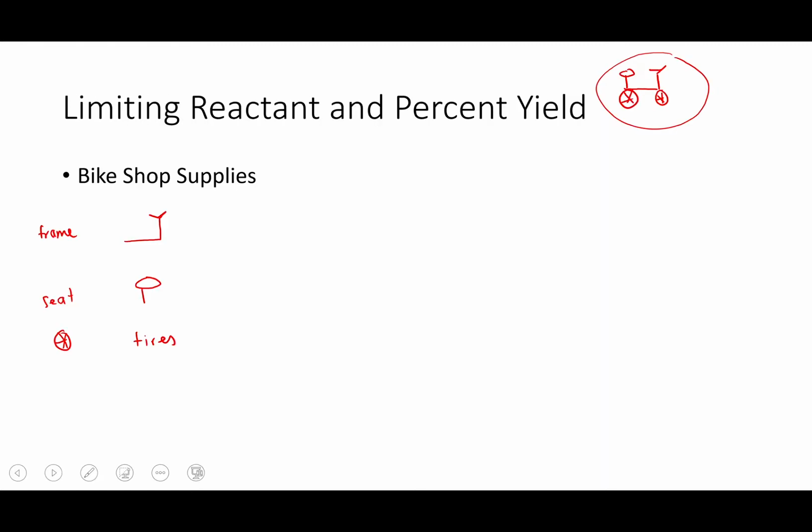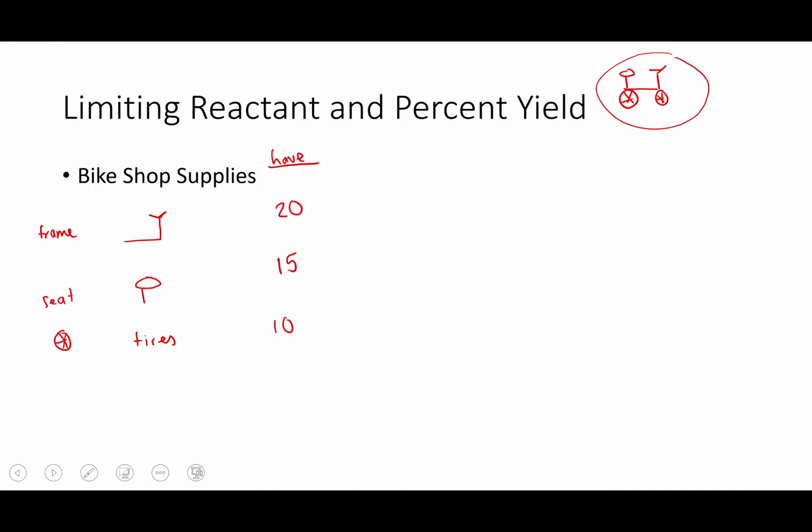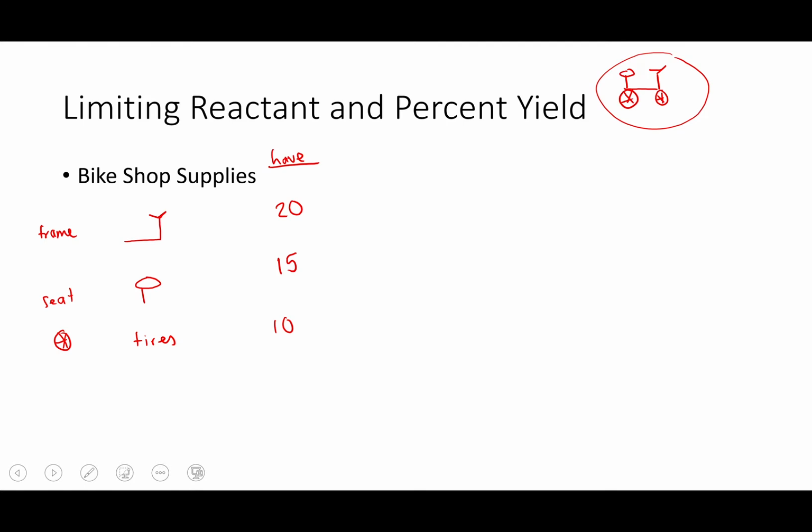So let's say back in my storeroom, let's say that I have 20 frames. Let's say that I have 15 seats, and let's say that I have 10 tires. Okay, so when it comes to actually producing bikes, I'm going to have a limited number. Sorry, you guys, having some technical difficulties over here. So bikes produced.